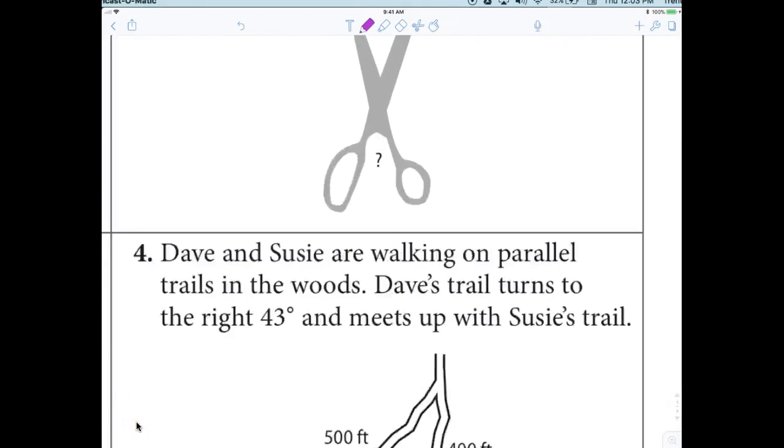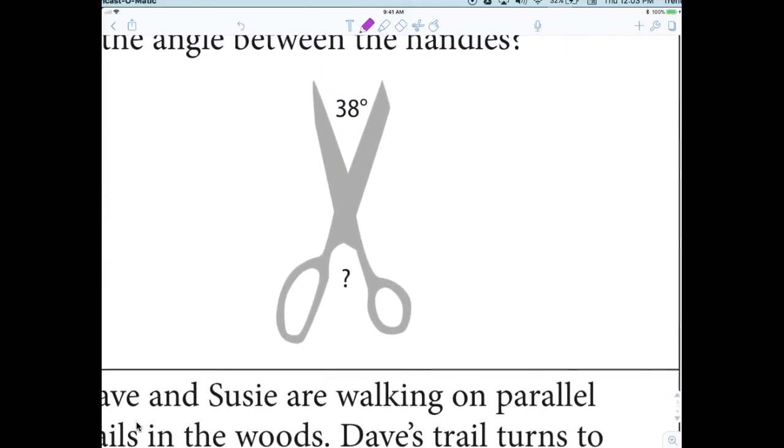Now, again, let's just look at two real quick. You have scissors. All right? Those are vertical angles. So the question mark is what? 38 degrees. Okay?